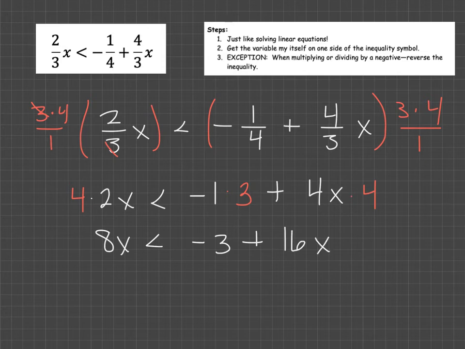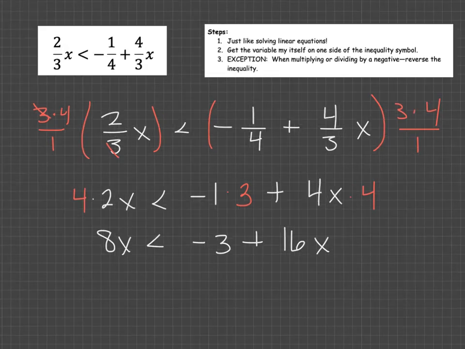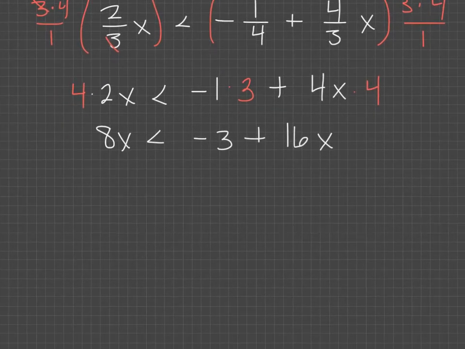So we got rid of the denominators by multiplying both sides by those denominators. All right, so now we just have a regular inequality. We want to get the x's on one side, so let's subtract 16x from both sides. That's going to give us negative 8x less than negative 3.